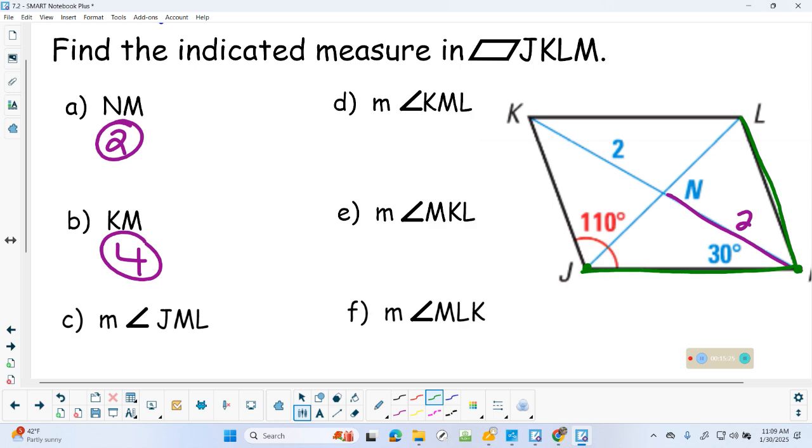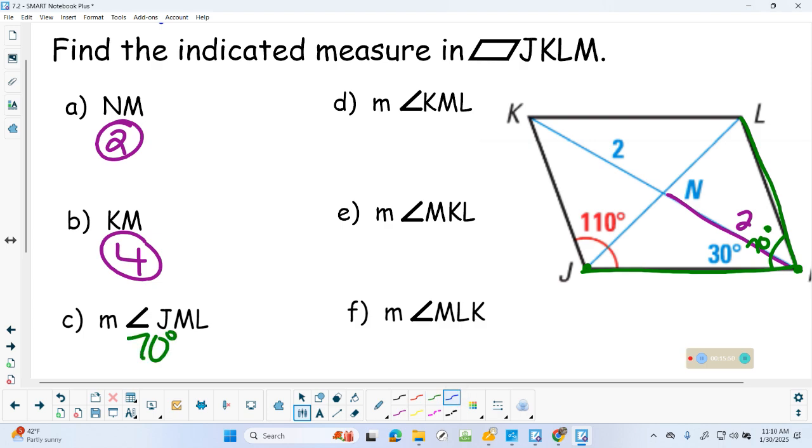This right-hand corner. Well, we know lots of things about angles. We know consecutive angles are supplementary. So if the left corner is 110, what's the right corner? 110. Consecutives are supplementary. 70. Jack, what do you think? So 70.